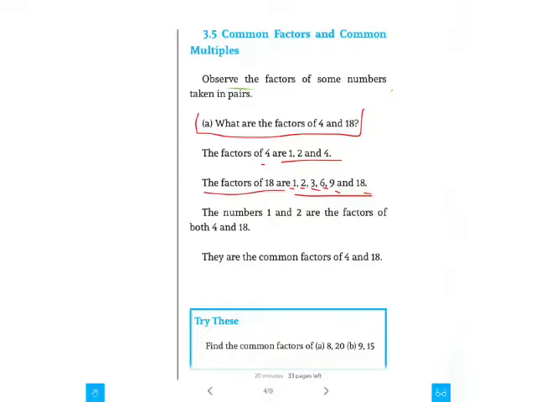Now the numbers 1 and 2 are the factors of both 4 and 18. You will see over here, let me mark it with a different color. You can see number 1 and 2. This 1 and this 2 are the common factors of both the numbers. So like this you have to write it. So this is the answer.